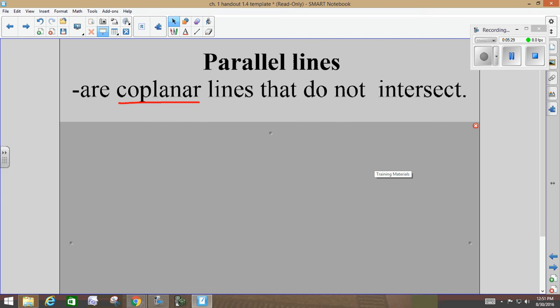Brad, what's coplanar mean again? Points or lines that are on the same plane. Good, nice job. So these are lines on the same plane that don't intersect. On the ceiling, all the ceiling dividers that go north to south, front to back, are parallel lines. All the ceiling dividers that go east to west, left and right, those are parallel. They're all on the same plane.